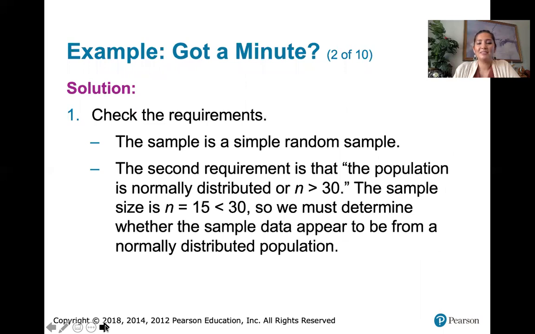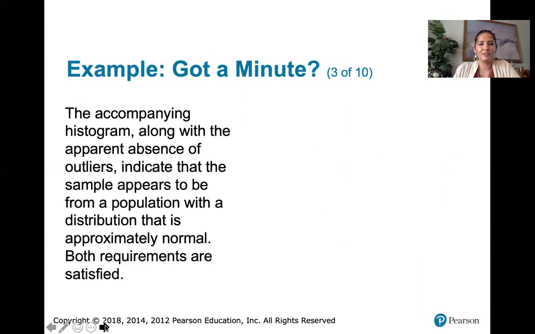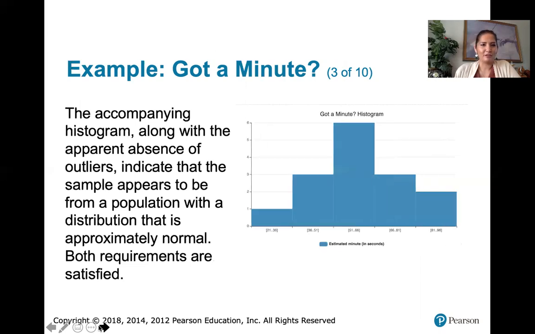So we have to determine in some other way whether the sample data appear to be from a normally distributed population. One way that we can do that is to graph a histogram. I went online and Googled free histogram maker, and I entered those 15 values and came up with this graph. This shows what appear to be normally distributed data. We've got that low-high-low pattern. There is symmetry about the middle. So that distribution looks approximately normal.